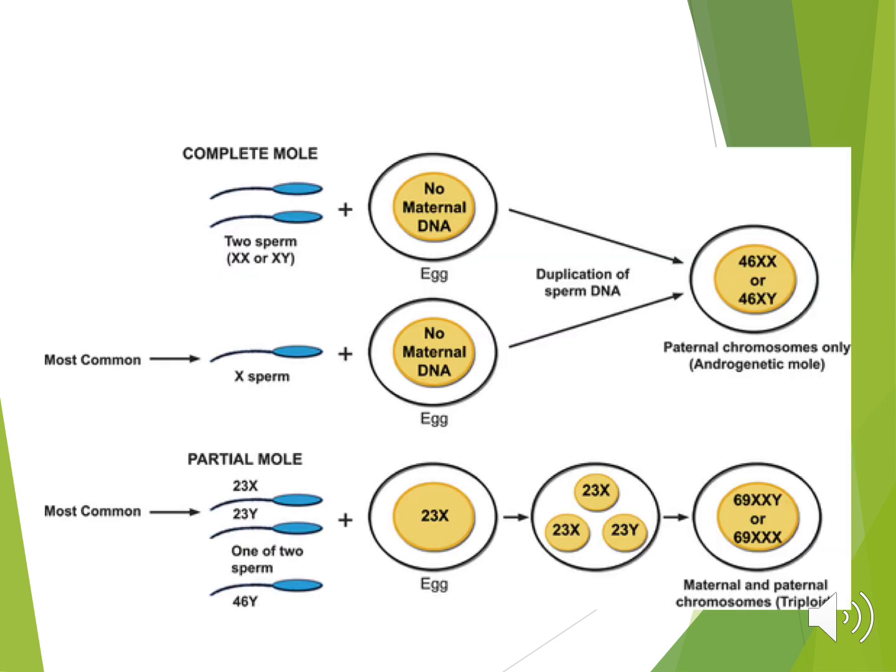This is a schematic presentation of the chromosomal constitution of molar pregnancy. The upper half represents complete mole. As we said, there is no maternal DNA in complete molar pregnancy, and all the DNA is from the father. The chromosomal constitution is 46 chromosomes, like the normal ones. However, they are both from the father. On the other hand, the partial mole is triploid, with 1 set from the mother and 2 sets from the father.